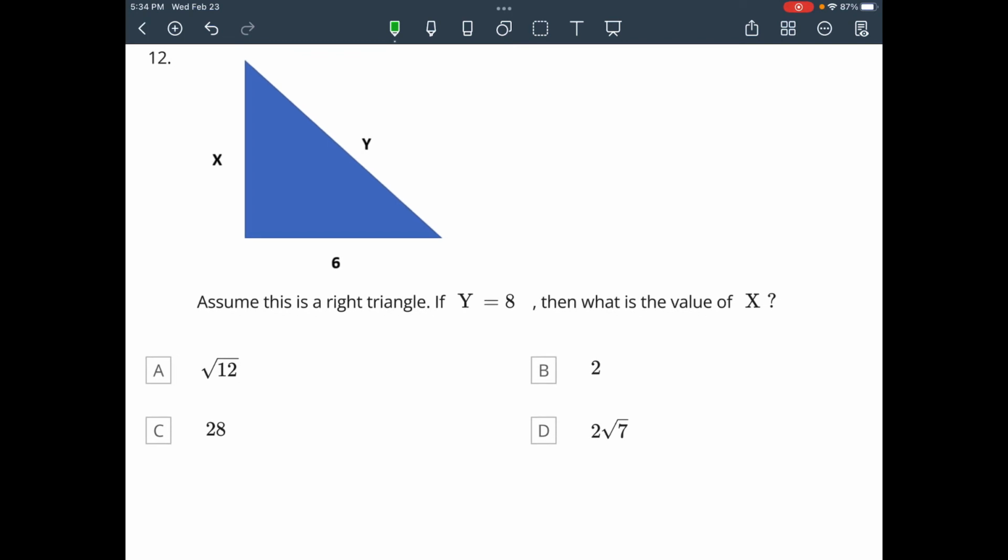All right. Assume this triangle is a right triangle. Okay, make a little box right there. If y is equal to 8, then what is the value of x? Since we have a right triangle, we can do the Pythagorean theorem.